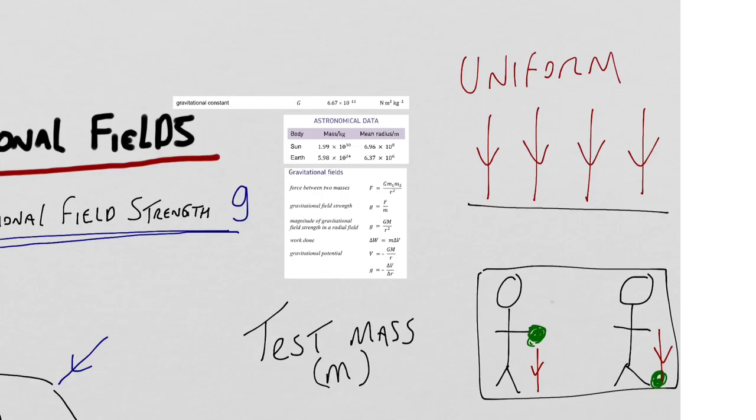Okay, so that's where we get the idea of a radial field and a uniform field. They're both true of Earth on a small scale. On the bit of the world that we're living in, we have a uniform field, but the Earth as a whole will have a radial field.